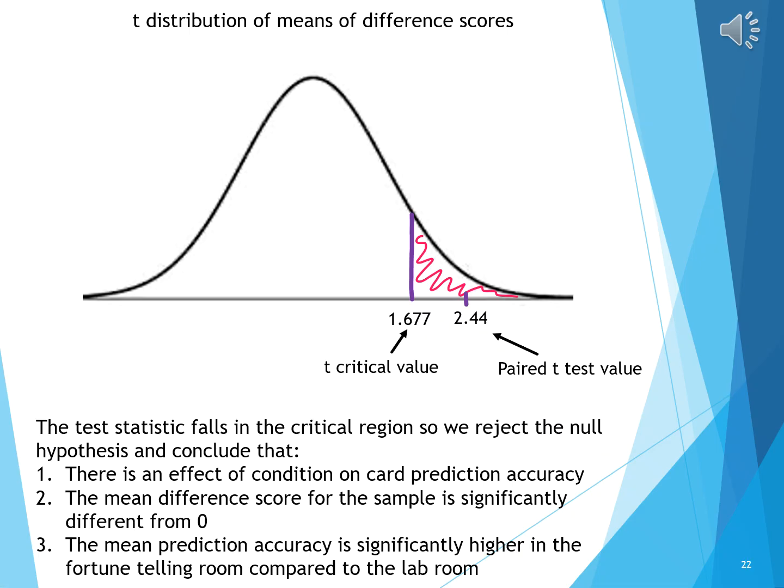If it was not significantly different from 0, then our t-value would not have been this extreme, and it would not have been in the critical region. It would have been closer to the middle of the distribution. And number 3, we can say that the mean prediction accuracy is statistically significantly higher in the fortune-telling room compared to the lab room.